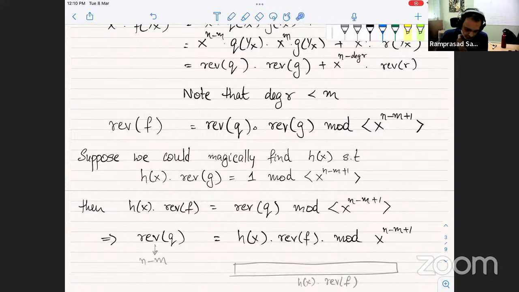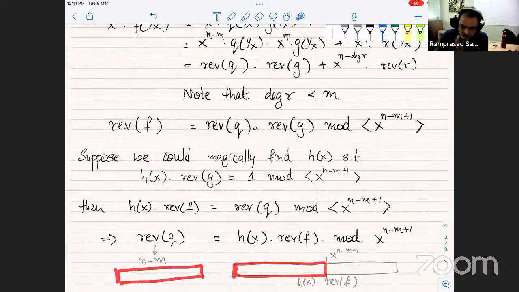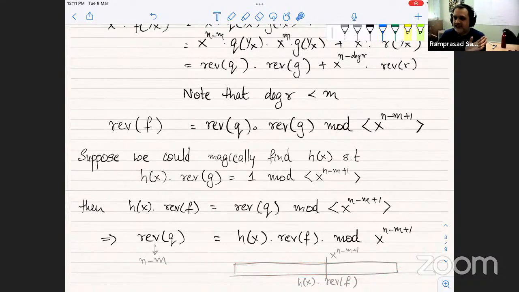What do I know about reverse of q versus whatever I have computed so far? If this is the threshold where the x power n minus m plus 1 degree terms start, what I know right now is that everything before it matches the correct value of reverse of q. Things beyond that I have no control over. It could be some garbage. But here is where it's super useful. Fortunately, the garbage starts only after the terms that you want end. The polynomial you're interested in has degree at most n minus m.